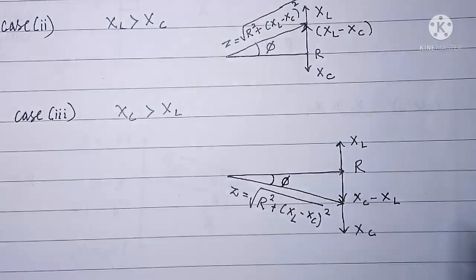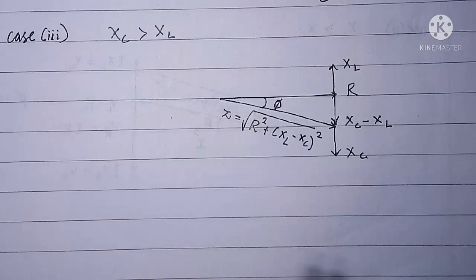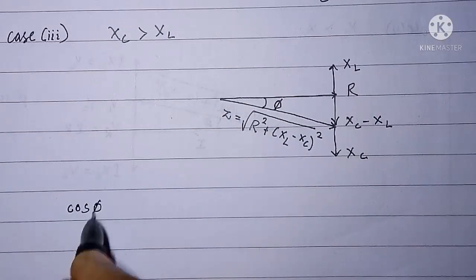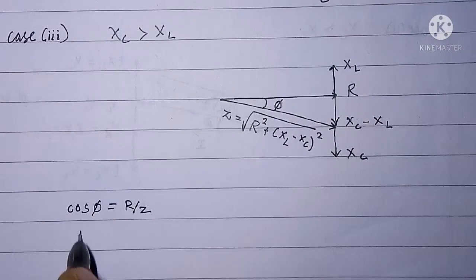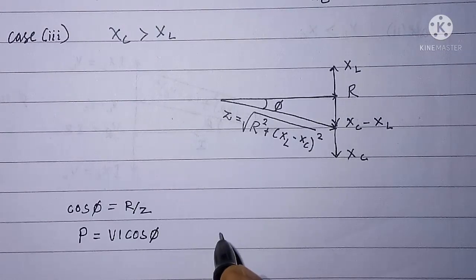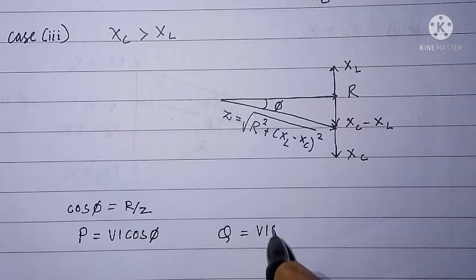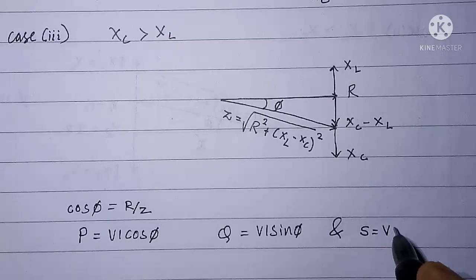And this is phase angle. Power calculation and power factor calculation for all these three cases of RLC series circuit remain same. That is, cos phi is equal to R by Z. Real power is VI cos phi. Reactive power is VI sin phi. And apparent power is V into I.